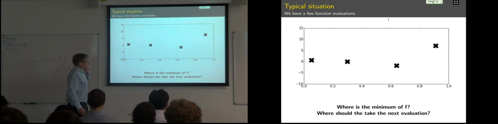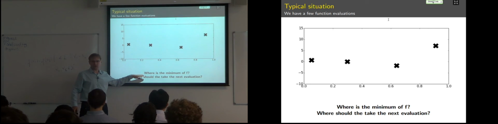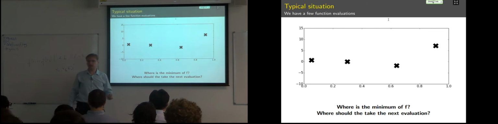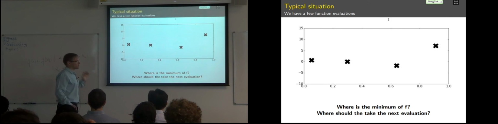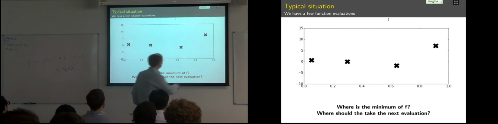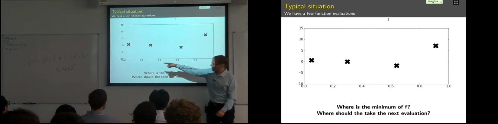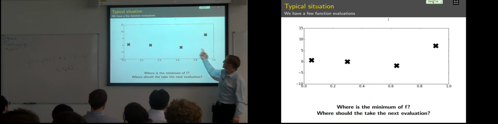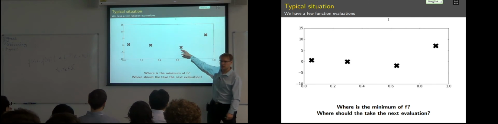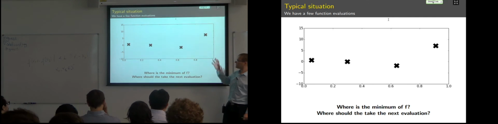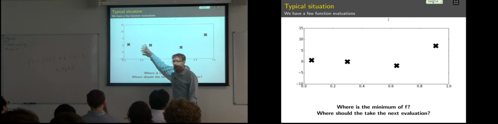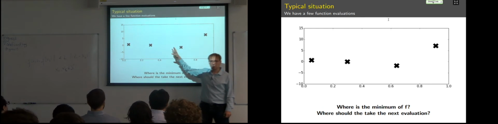There are 2 questions that we want to solve here: where is the minimum of the function, and where we should take the next evaluation, in case of having budget for that. What we know about the function is that it takes values here, and we have an idea of how much the function is changing. For this distance, the function can change this much. If we assume that it's a continuous function, we can already have an idea of what the shape of the function that we want to minimize would be.